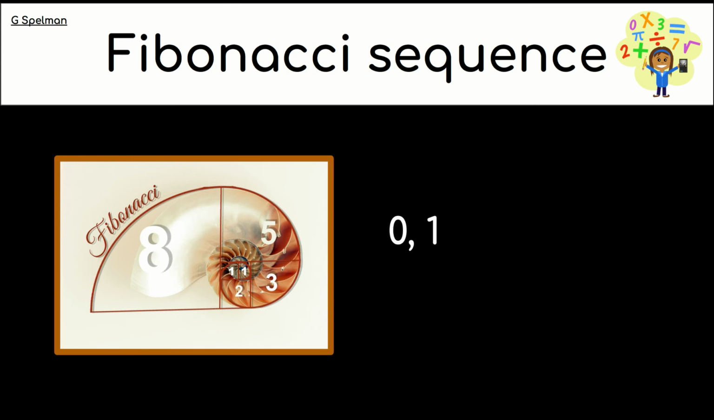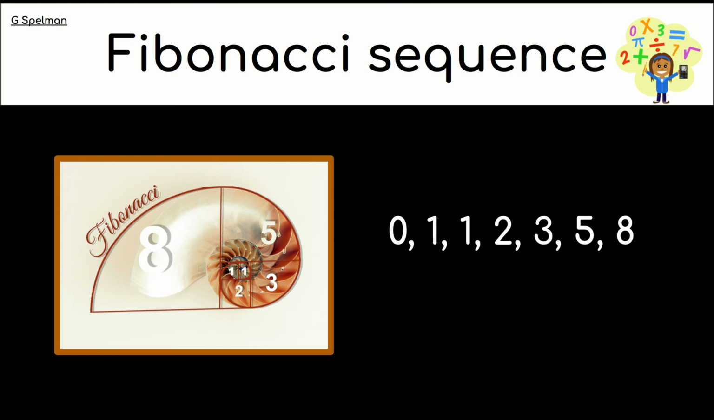So starting at 0 and 1, I am adding these two numbers together, and that gives me 1. Now I'm looking at the last two numbers in the sequence, I'm adding them together, and I get 2. Again, I will look at the last two numbers in sequence, 1 and 2 gives me 3. And then 2 and 3 will give me 5, and 3 and 5 will give me 8.